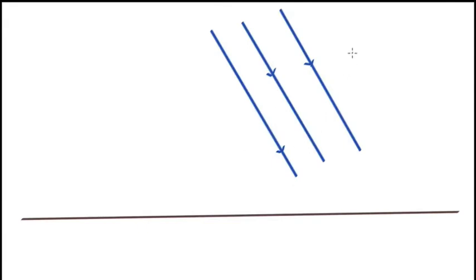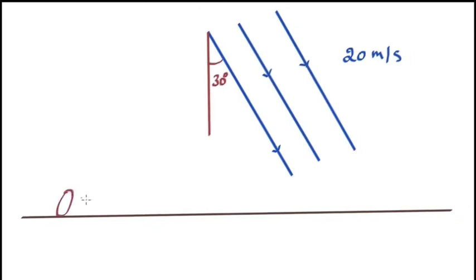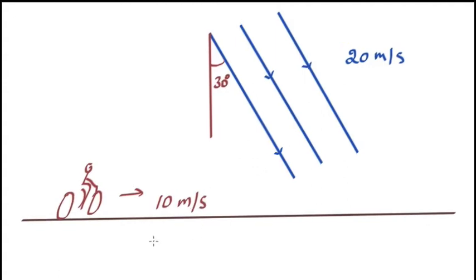Rain is falling with a velocity of, let us say, 20 meters per second at an angle of 30 degrees with the vertical. Now you're coming along in a bicycle moving at, let us say, 10 meters per second. What is the angle that the rain makes with the vertical in your frame of reference?